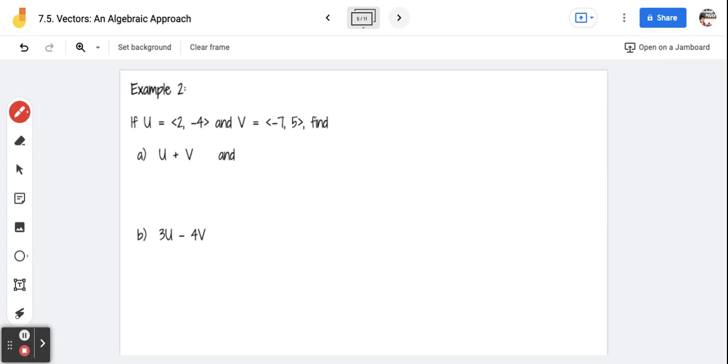All right, so we'll just go through a few examples here. Example 2 wants us to take the vectors u and v that are given up here in component form, and we want to add those together and then subtract and multiply each one by a scalar and then subtract. So we start with u plus v.